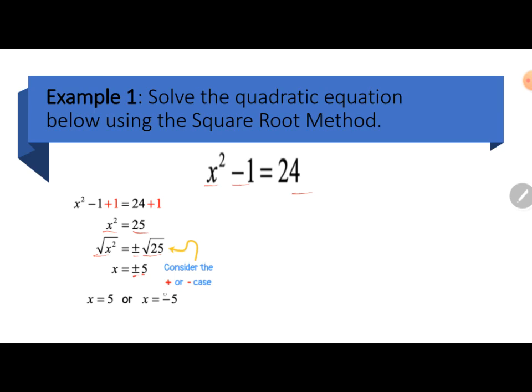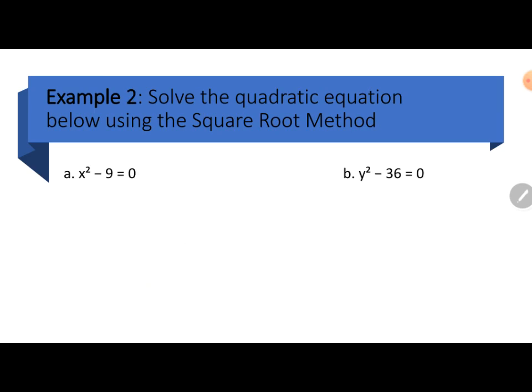Now we're going to separate the positive and negative. We get the two terms. We get x equals 5 or x equals negative 5. And that would be our answer for number 1.